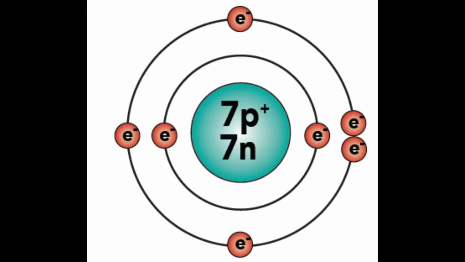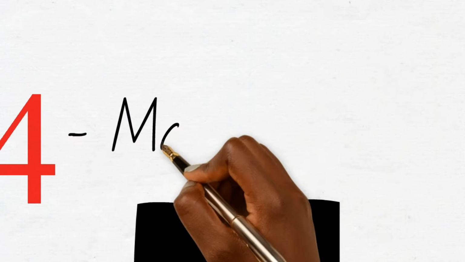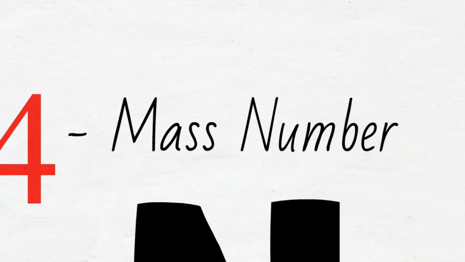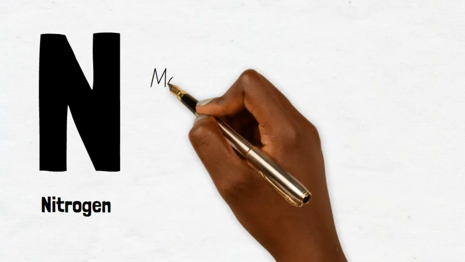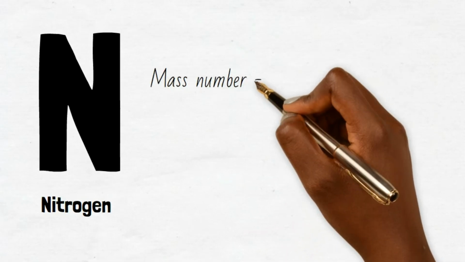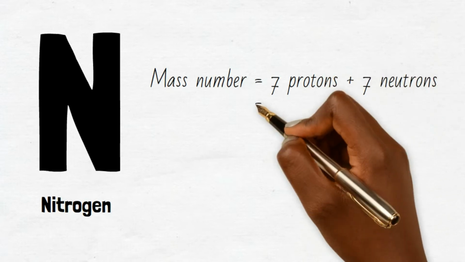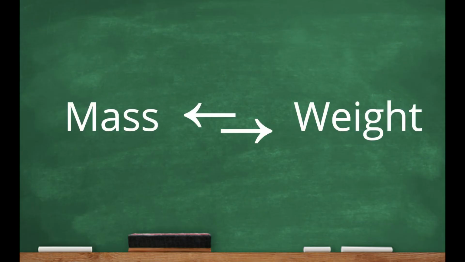Here is a representation of the nitrogen atom. Alright, so let us make sense of what we're looking at. The top number has a name, and it is called the mass number or the nuclear number. The mass number is the protons plus the neutrons, which is 7 protons plus 7 neutrons, giving a total of 14 AMU. And remember earlier I said that the mass number represents how heavy the atom is, the weight of the atom. And in chemistry, mass and weight are used interchangeably.